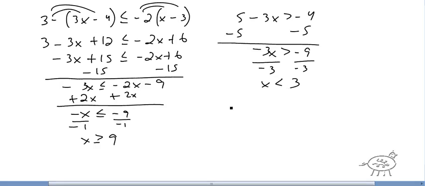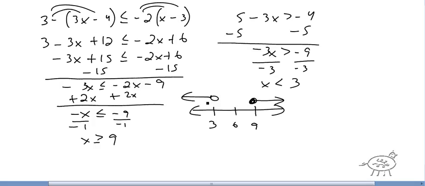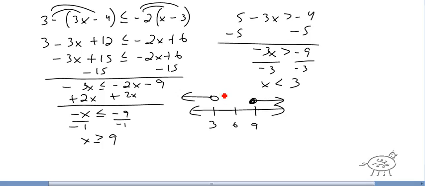So if I graph this, I have 3, 6, and 9, greater than or equal to 9, less than 3. Okay, is this an all real number problem? No, it's not, because you have a gap. You have a gap right over here. There's a gap in this area right here. That means it's not all real numbers because it doesn't include those numbers.